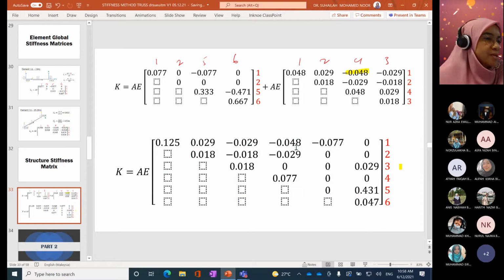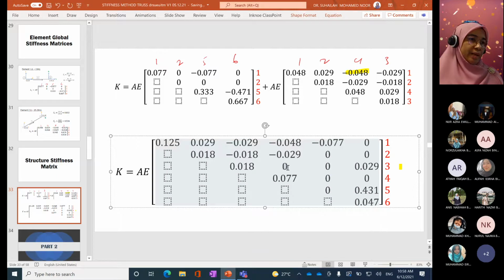Okay. Lepas tu 33. Mana 33? 0.018. Betul. 34. 34, 43. 0.029. 0.029. Positif. 43. Mungkin 43, 34. 0.029. Okay, lepas tu 35. Kosong. 36. Kosong.